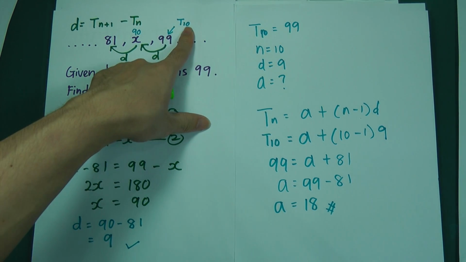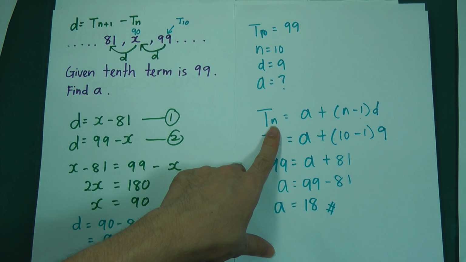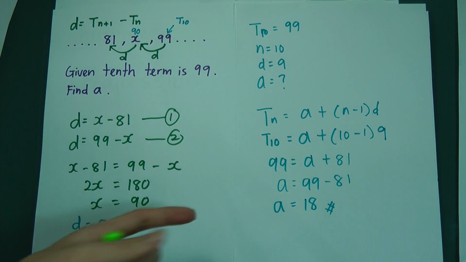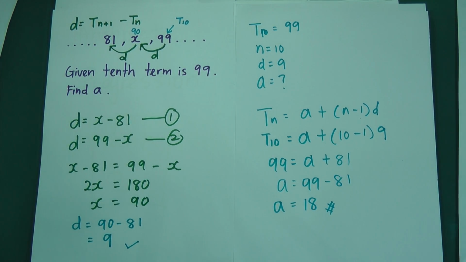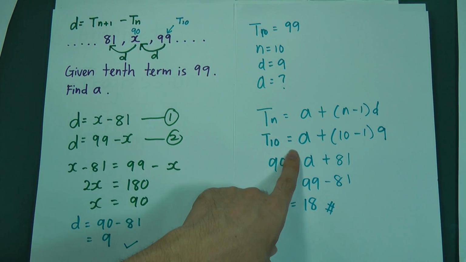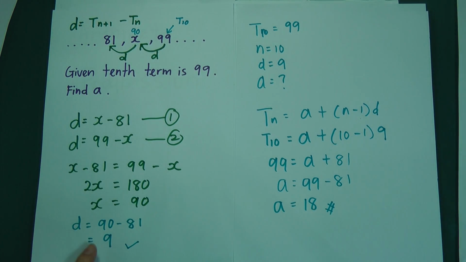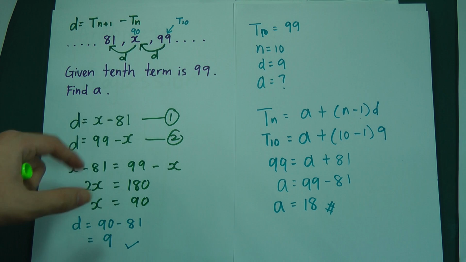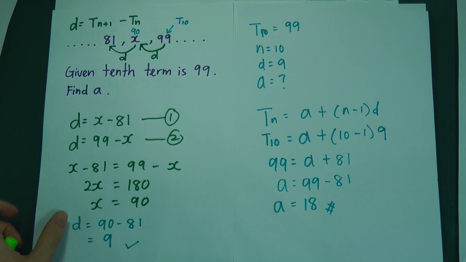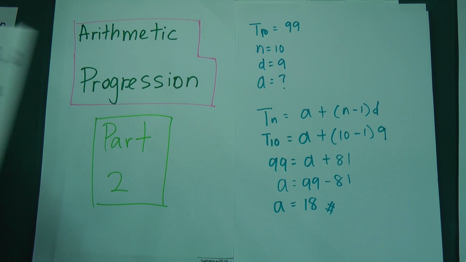When you know T10 is 99, when you see T, you know you have to apply this formula, which is T. You cannot use S10. These are different cases. So T10 means you just substitute T10 equals A plus 10 minus 1 times D. D is 9 because you already got D. Then you can easily find A. Okay, go to the next example.